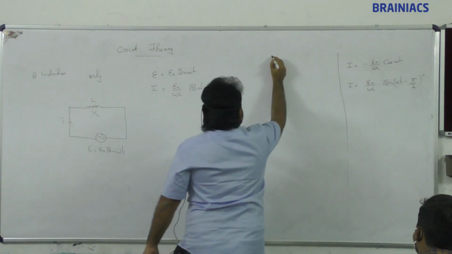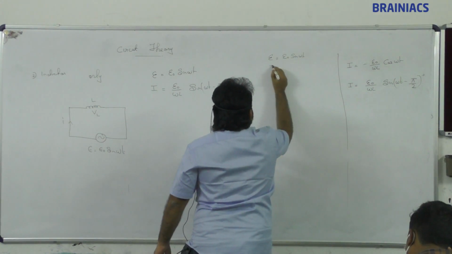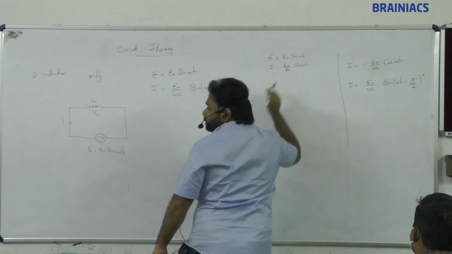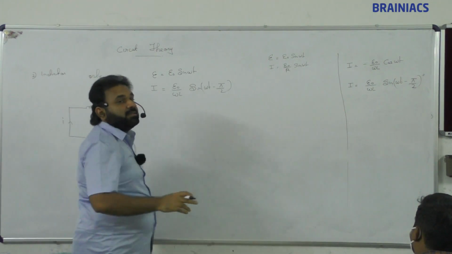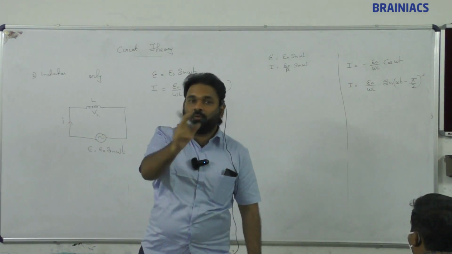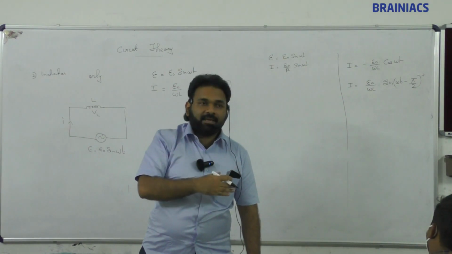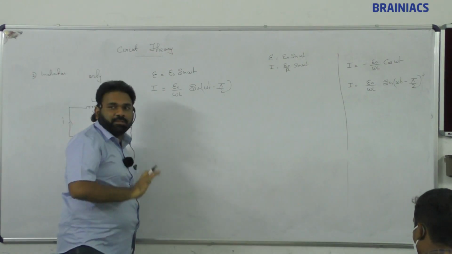Now children, when E is equal to E naught sin omega t, for the resistor I was E naught by R sin omega t. So whatever comes in the denominator is the opposition of that passive element against current. Just like a resistance, this inductor also offers opposition.